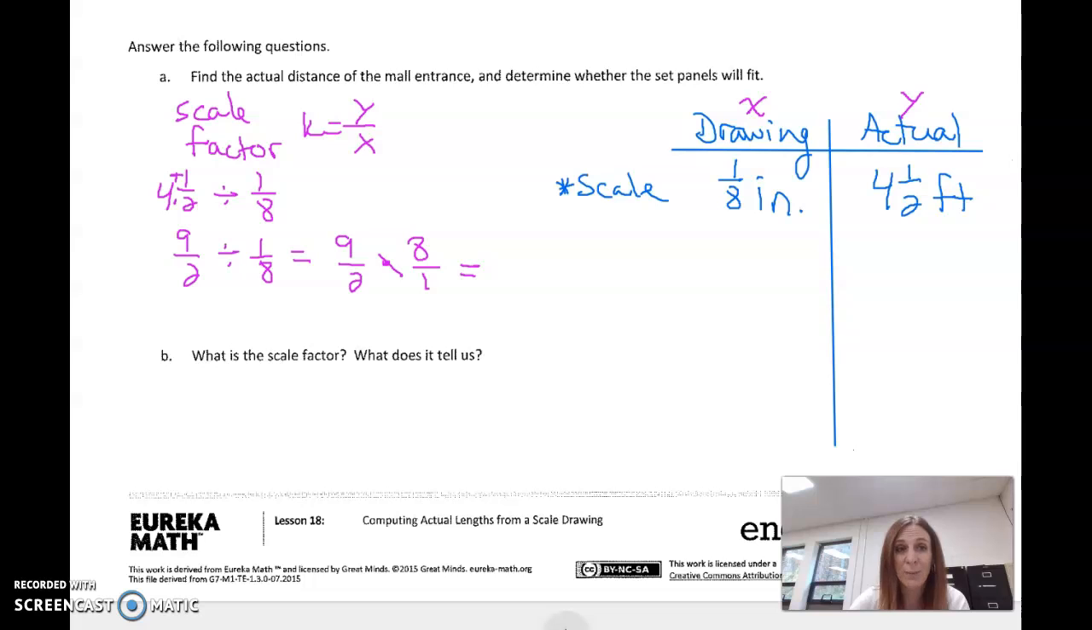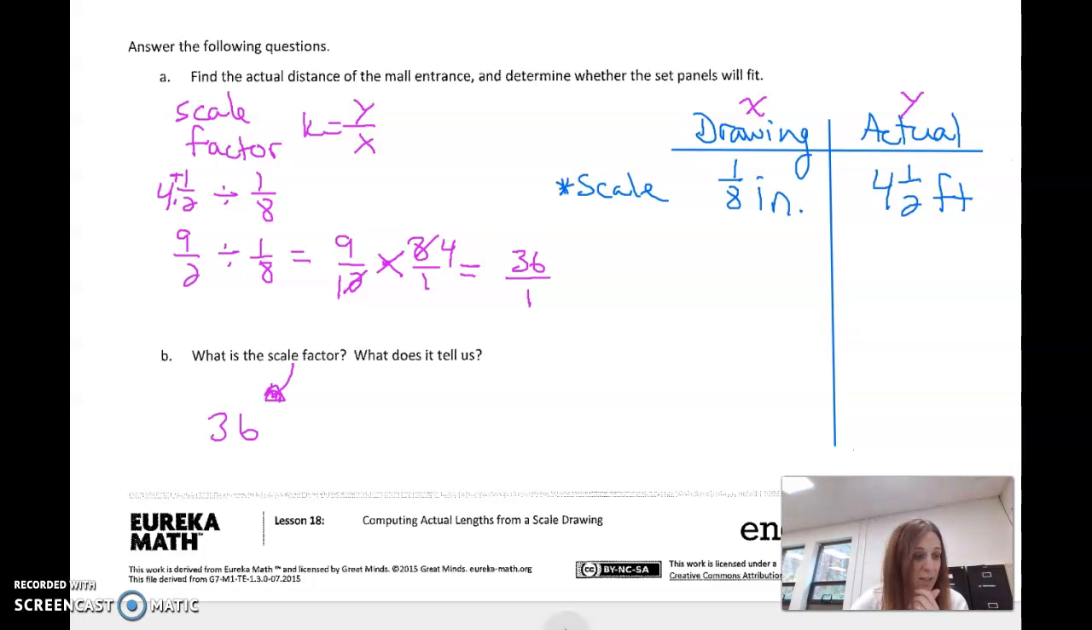9 and 1 have a common factor of 1. 8 and 2, though, 2 goes into itself 1 time, 2 goes into 8 4 times. I get 9 times 4, which is 36, and 1 times 1, which is 1. Okay, so we get 36 here. Erase that because I just want some room. Okay, so I'm going to actually jump down here to part B. What is the scale factor? Well, the scale factor is 36.